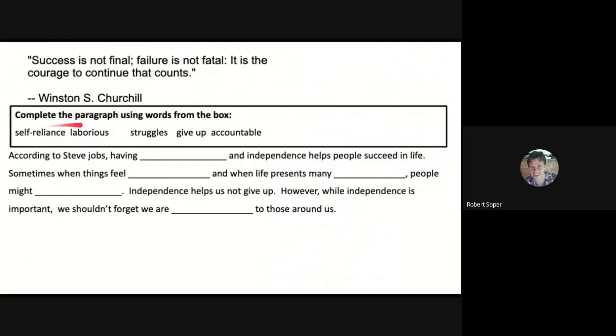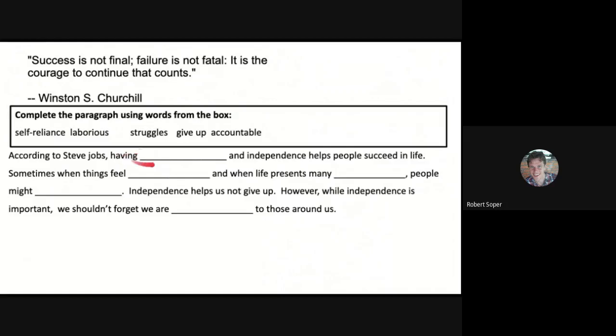So here we're going to complete the paragraph using the words from the box. So we've got 4 words. We've got self-reliance, laborious, struggles, give up, and accountable. That's 5 words. I apologize. So here we're going to be putting these words in the gap fill. Now, at this stage, you should know how to do these exercises. One of the first things you should do is write down whether each of these words are an adjective, a verb, a noun, or an adverb. Okay, so see whether you can remember what type of words they are.